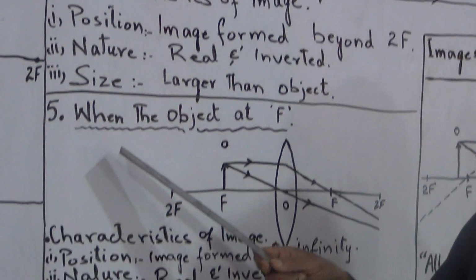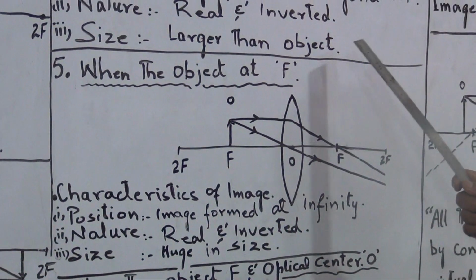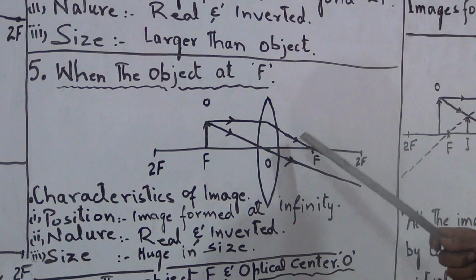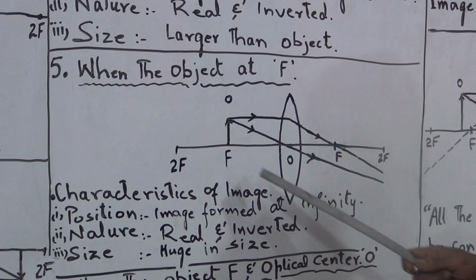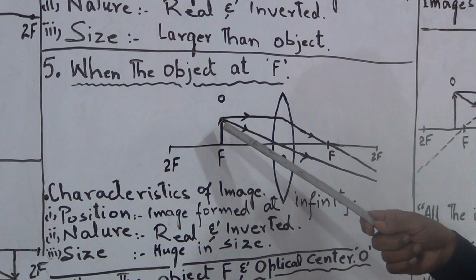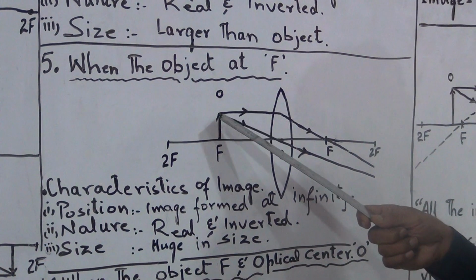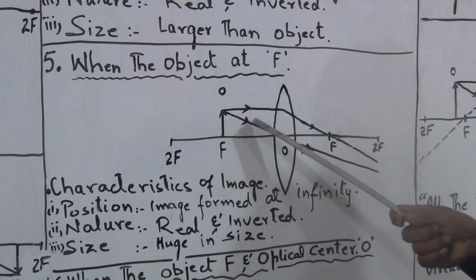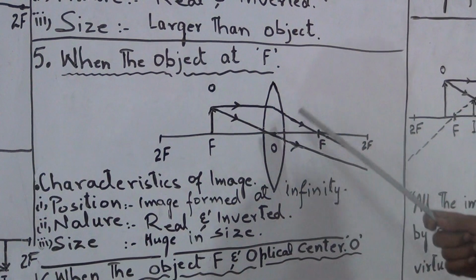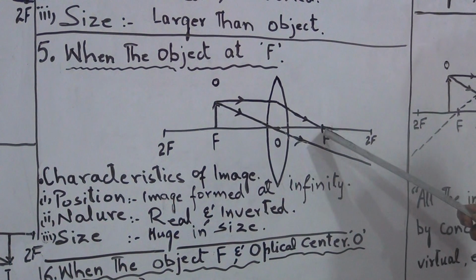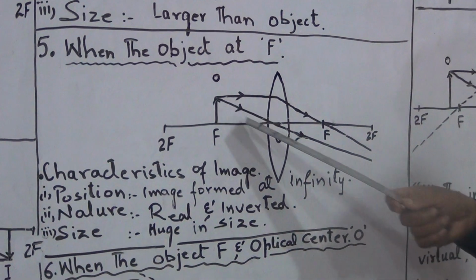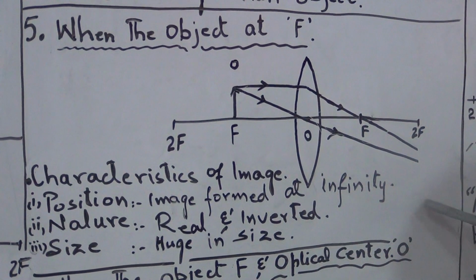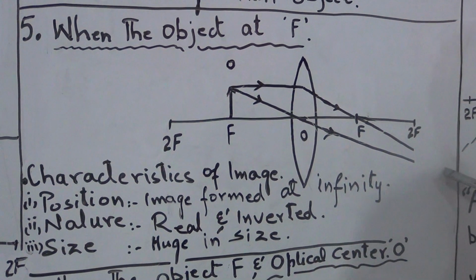Now, fifth case, when the object is at f. Now the object is brought nearest to the convex lens, at f. We take two rays from the object, one parallel to the principal axis and the other passing through the optical center. The first ray passes through the focus and the second ray goes straight without refraction. Both the rays will intersect but at infinity.